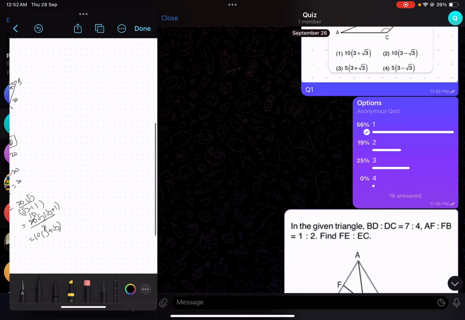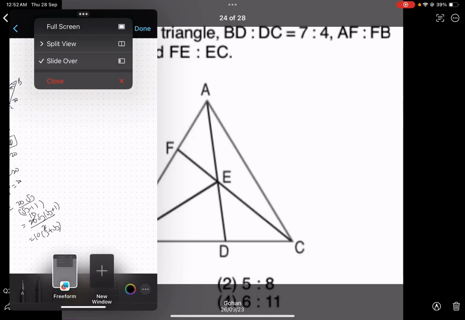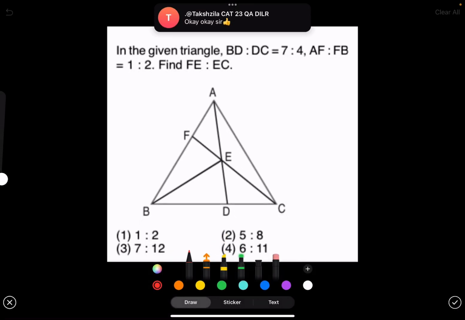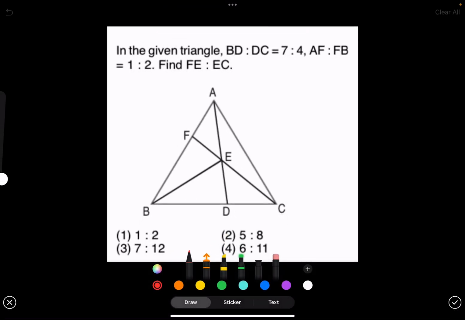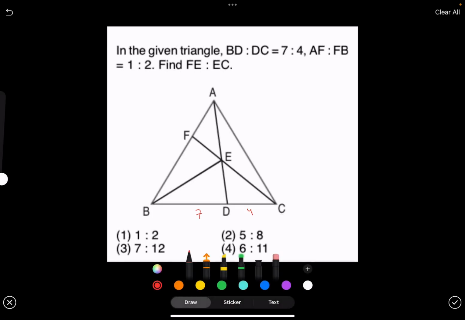Now let's come to the next question. This is a direct question of MPG. You have to directly use MPG. So here it is. In the given triangle, BD is to DC is 7 is to 4, AF is to FB is 1 is to 2, and we have to find FE is to EC.